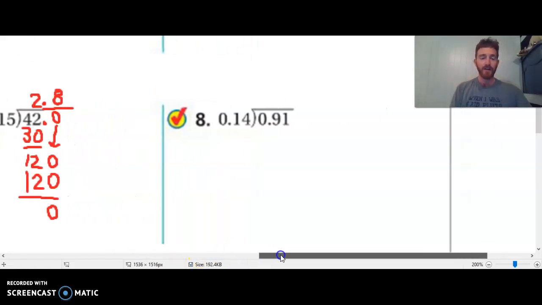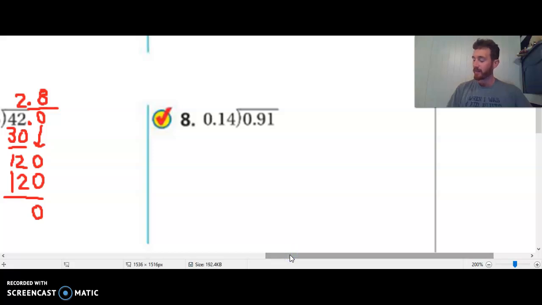All right, let's look at our number 8 one. This is the challenge one, okay? Number 8, we have 0 and 91 hundredths, a small number, divided by another small number, 0 and 14 hundredths. So first thing we're going to do is make this 14 a whole number, so we're going to do that by moving 2 places. Then I need to do the same thing with my dividend, 2 places, which means my decimal is here. And again, what we want to do is put our decimal in our answer above where we moved that to.